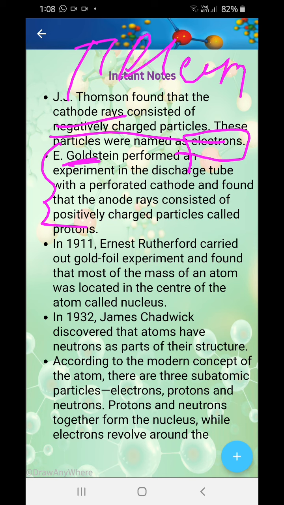In 1911, Ernest Rutherford carried out the gold foil experiment and found that most of the mass of an atom is located in the center of the atom called nucleus. Earlier, J.J. Thomson used to think that the atom was a plum pudding model, like there is plenty of space and electrons are scattered here and there. But the real model is brought by Ernest Rutherford.